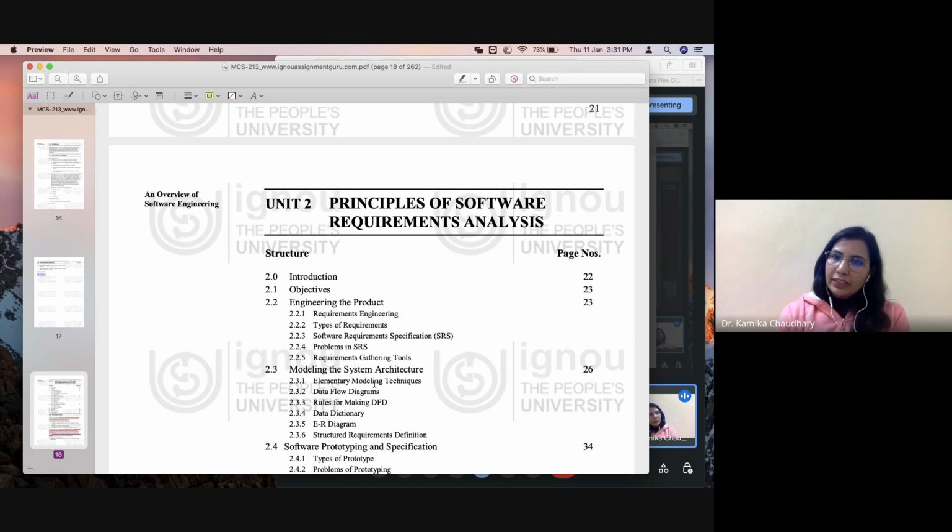If you know about the SDLC, just consider that you know most of your software engineering, at least the building block or the basics of software engineering. Because in our coming chapters, each and every phase is going to be a unit. And we'll start with the first phase of the SDLC, which was your requirement analysis phase. So this unit is also named the principles of software requirement analysis. We'll just start with it.